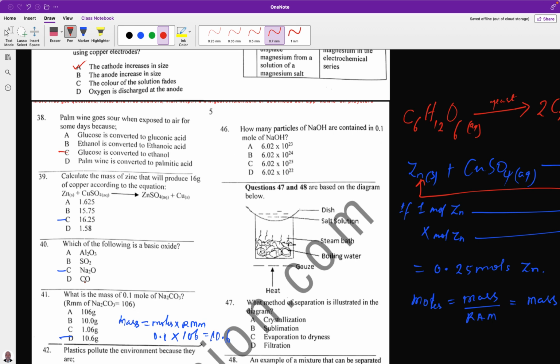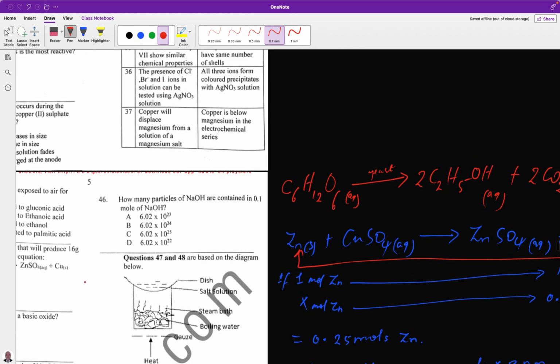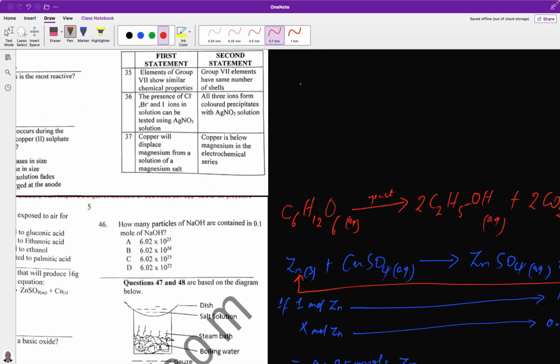In other words, if 1 mole of sodium hydroxide contains 6.02 times 10 to the 23rd particles, then 0.1 mole of sodium hydroxide will contain X particles, and X will be equal to 0.1 times 6.02 times 10 to the 23rd particles.